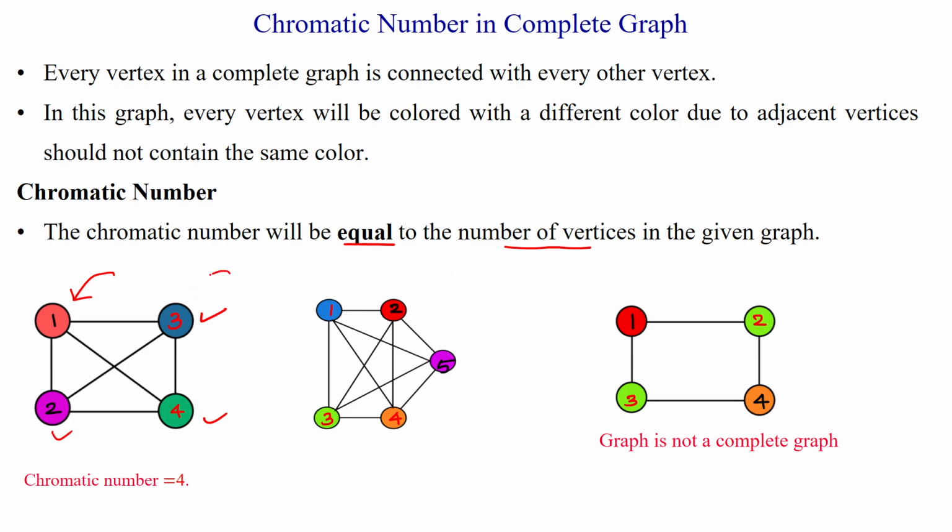That means the number of colors is equal to the number of vertices in the given graph. So here you look at that we have five different colors for all the different vertices in the given graph. Is it a complete graph or not? It is not a complete graph because there is no edge from 3 to 2 or 1 to 4, so it is not a complete graph.